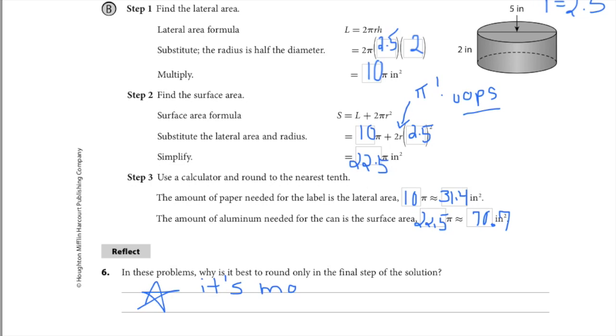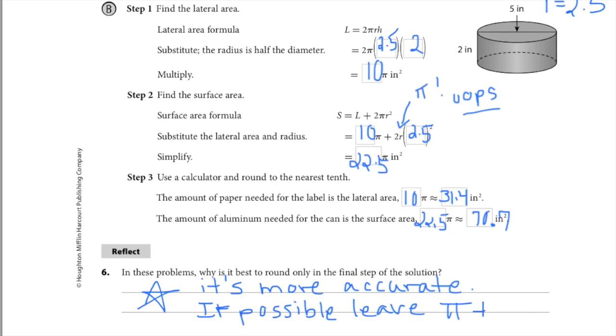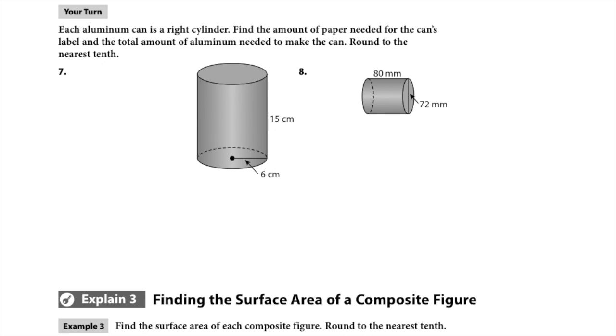So it says, in these problems, why is it best to round only in the final step of the solution? Guys, the answer is that it's more accurate. It's always been more accurate to wait to the very end to include any approximations. So if possible, leave pi out until the very last step. If you've ever lost any points for accuracy on any quizzes in the past, keep that in mind.